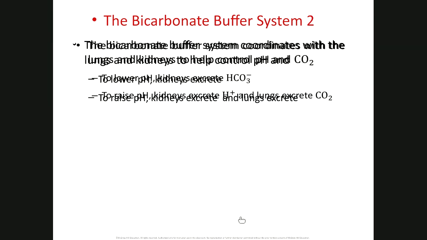Okay, now the bicarbonate buffer system coordinates with the lung and kidneys to help control pH and carbon dioxide. To lower the pH, the kidney will secrete bicarb, and to raise the pH, the kidney would excrete H ions, leading to alkalinity. Bicarb, because it's the byproduct of carbonic acid breakdown also, or buildup.